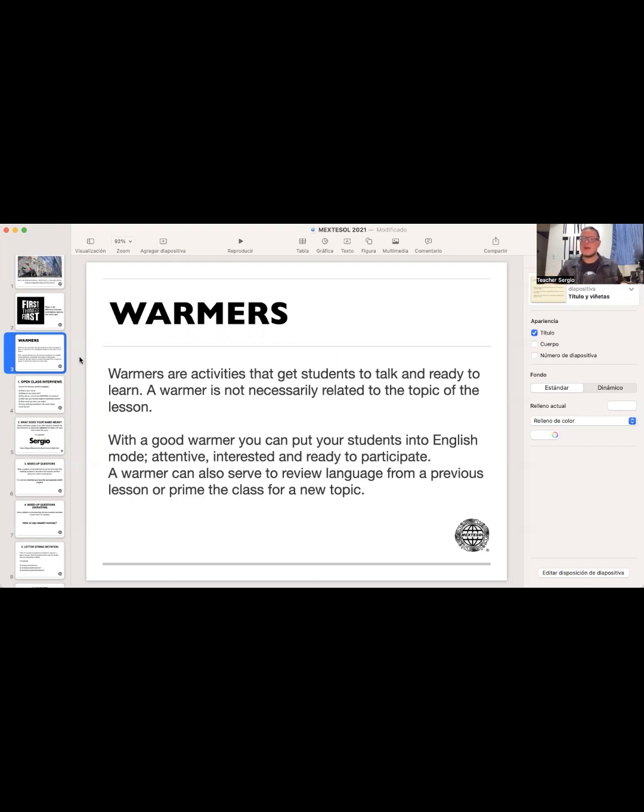Now, a warmer is not necessarily related to the topic of your lesson. It can be basically any English activity to get your students ready for the class. A warmer can also serve to review language from a previous lesson or prime the class for a new topic. However, this is not the main use of a warmer. Normally, as I said before, a warmer is an activity to get your students ready for the class.